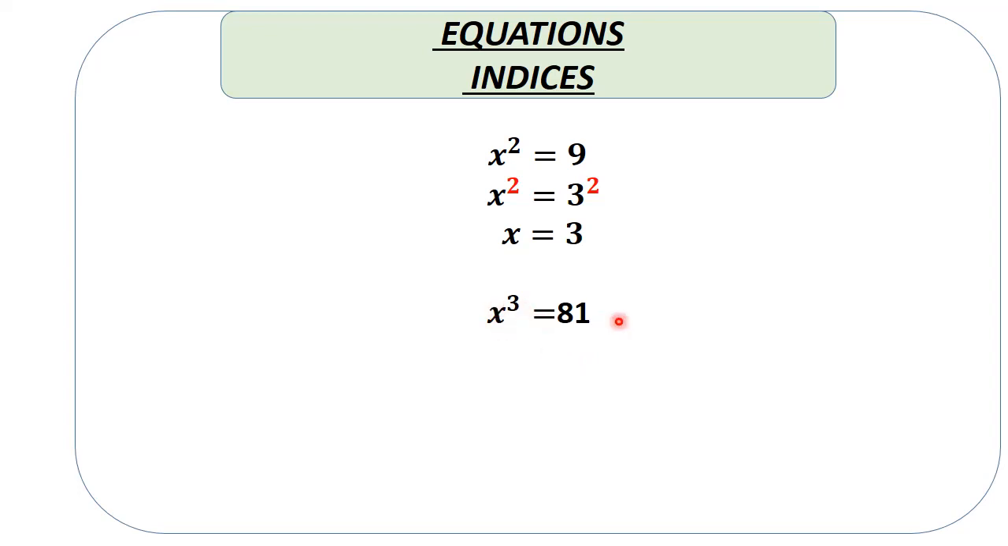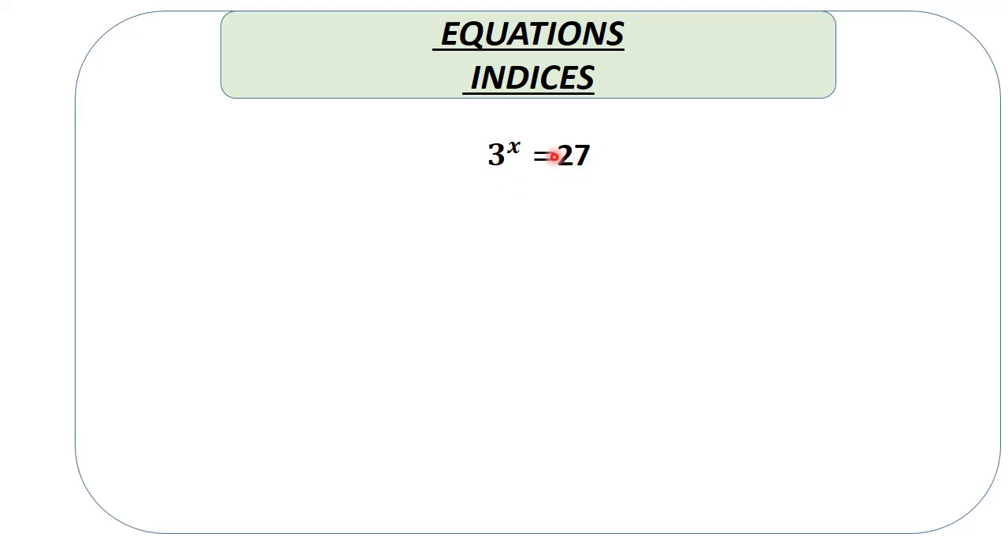But another way in which you can solve this is by writing 81 such that it has a power of 3. By that I mean writing it like this, 3 to the power 3, which is 81. So the powers are the same, 3 and 3 are the same, which means the bases should be the same. X and 3 should be the same, meaning that x equals 3.